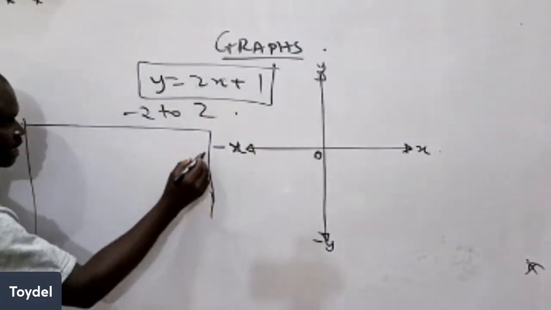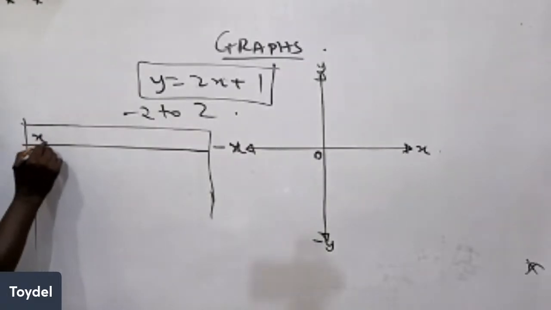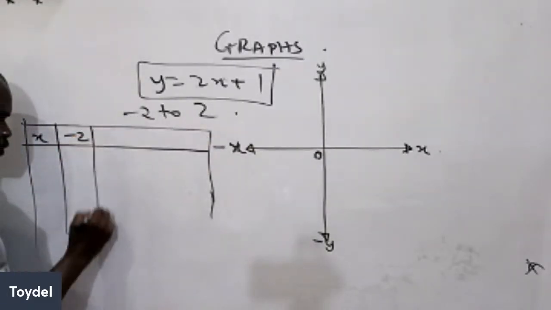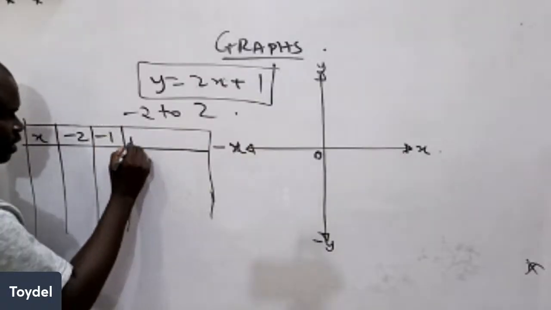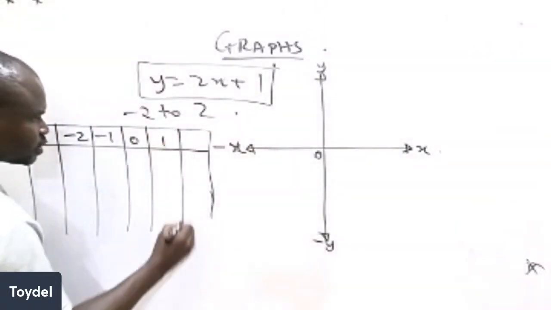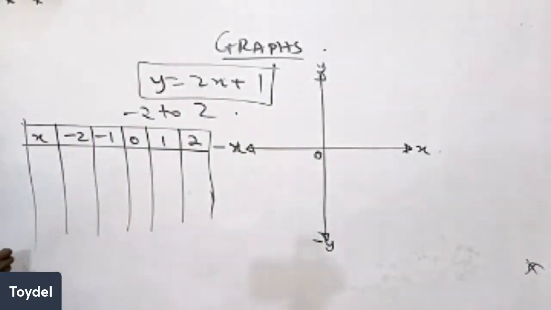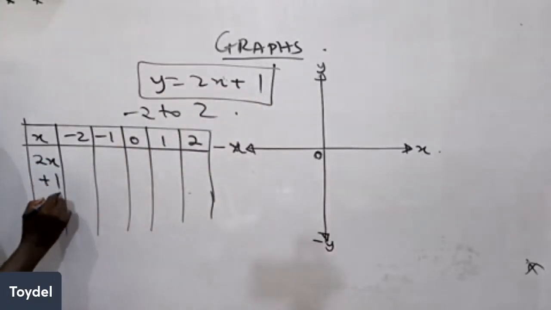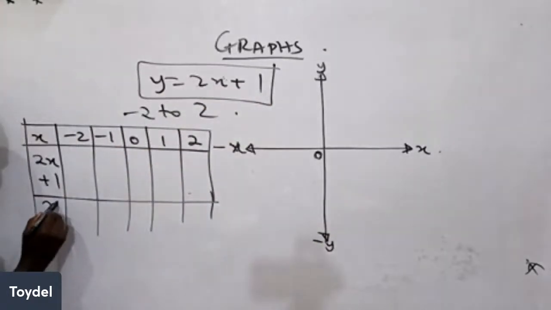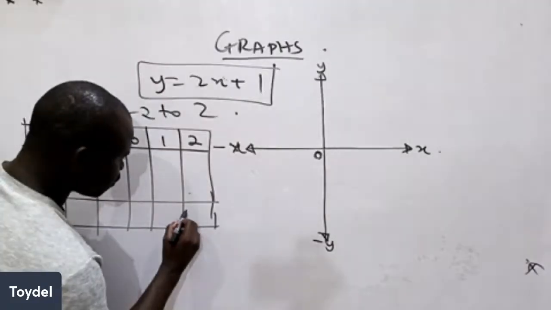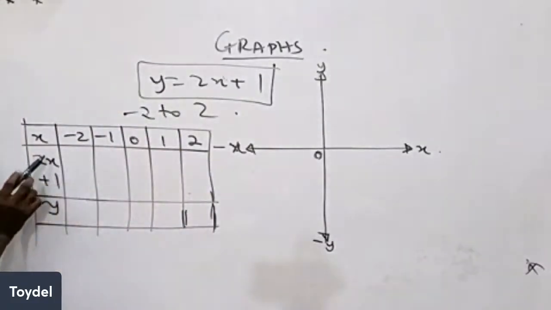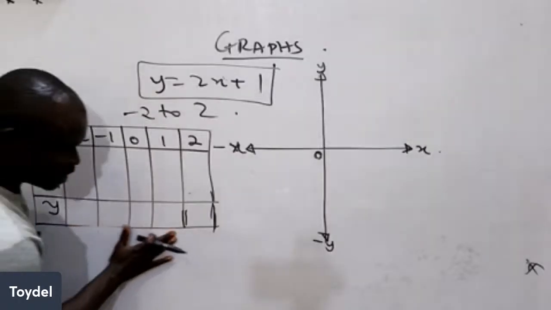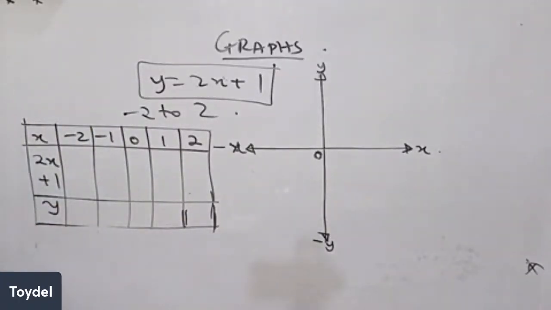Okay, I will generate a table with the values of x from -2 to 2. So I will have -2, -1, 0, 1, 2. So what do I have here? I have 2x. I have +1. Then what is my y? Y is equal to 2x plus 1. I'm just doing the revision on linear graph.